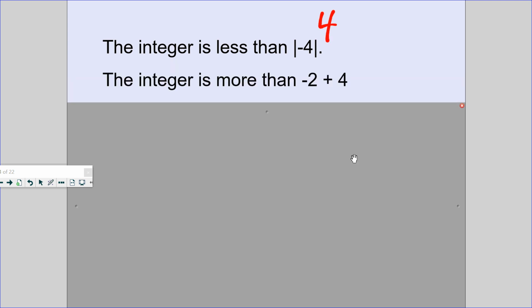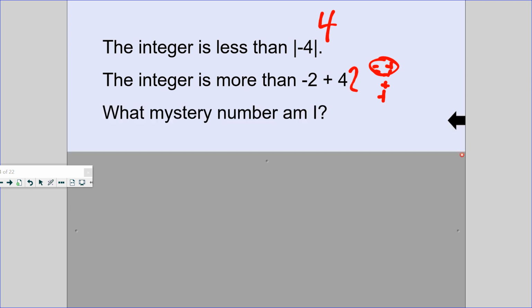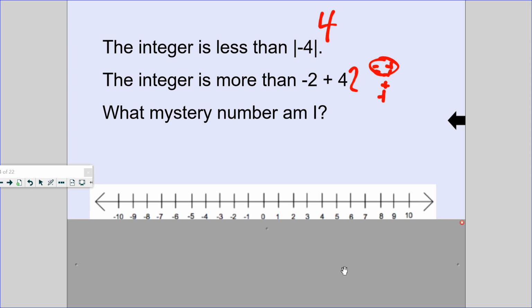The integer is more than -2 plus 4. -2 plus 4, that's positive 2, so it's more than 2, but less than 4, so it's 3, maybe. What mystery number am I? 3. You might say, but why can't it be like 2.1? It's an integer. An integer is a whole number, or its opposite.